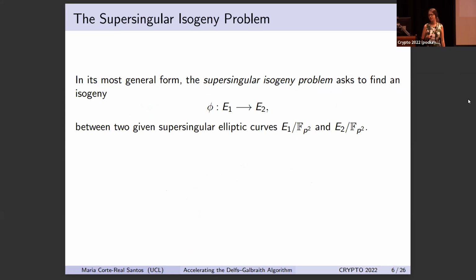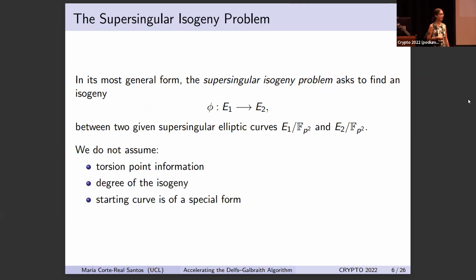define the supersingular isogeny problem. In its most general form, it asks us to find an isogeny between two supersingular elliptic curves defined over FP squared. Note that we're not assuming torsion point information. We're not assuming that we know the degree of the isogeny, or that the starting curve is of any special form with known endomorphism ring, etc. So in particular, it's still conjectured to be post-quantum secure, and it's not affected by any of the attacks, because they really rely on these two points here.